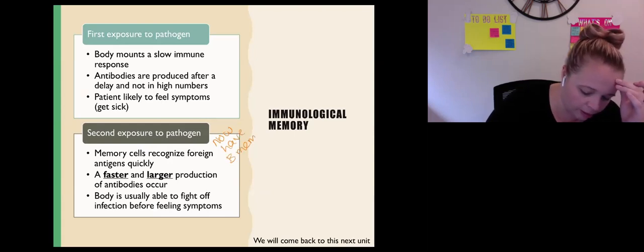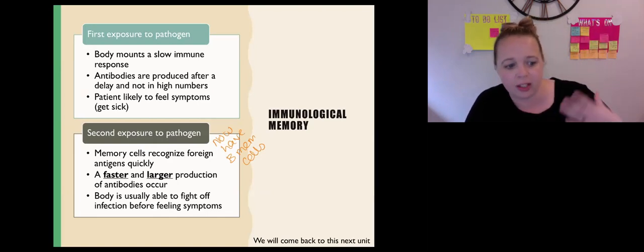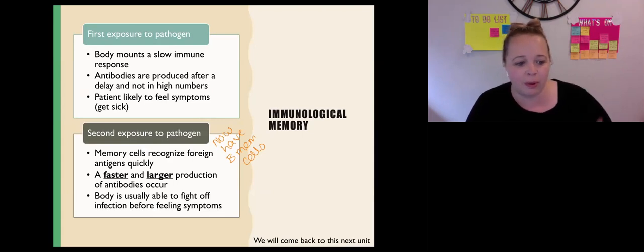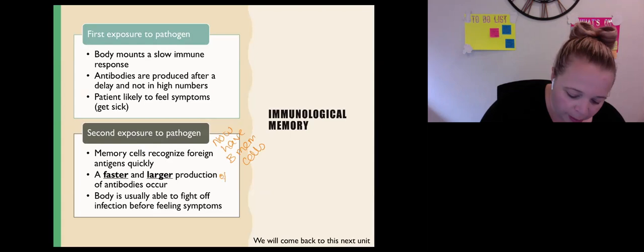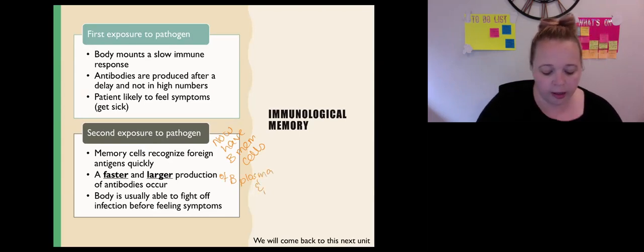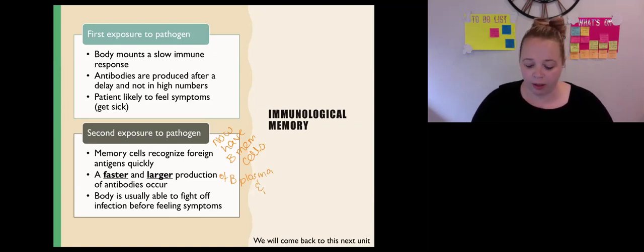B memory cells, they can recognize foreign antigens faster and they go bang, let's switch on. So these memory cells get this rapid production of B plasma cells and of antibodies. B plasma is what should be written, sorry girls. And therefore you fight it off before you get symptoms. And that's what we're going to come back to when we talk about vaccines next year.